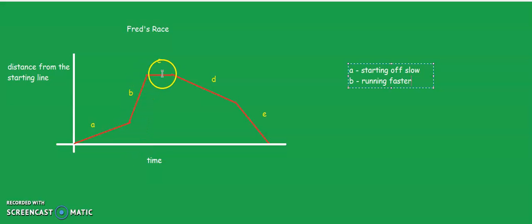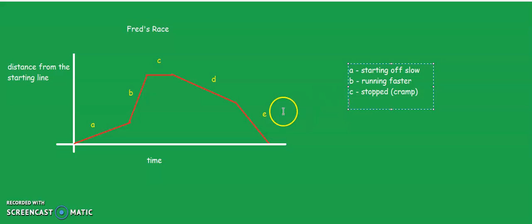But then what happened? In point C, maybe he ran too fast, so maybe he got a cramp, or maybe he had to stop, because from this point in time to this point in time, he did not increase his distance. He didn't move, so that means he stopped. Maybe he got a cramp or something, and he had to stop.